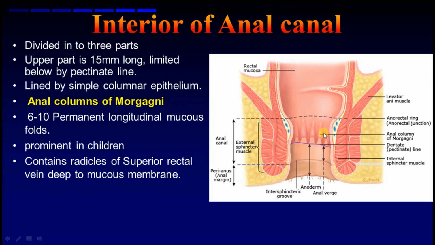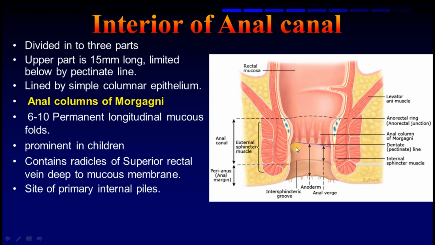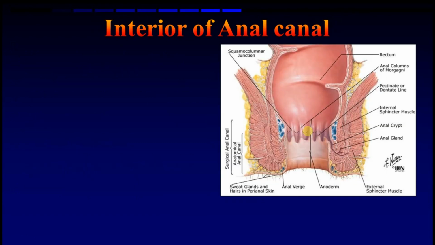So immediately deep to the mucus. These are actually called anal columns of Morgagni, and they are not temporary, they are permanent folds. So they don't disappear. And above the pectinate line. So the lower limit of the upper part is the pectinate line. So above the pectinate line, as I told you, 6 to 10 of these, what happens is when they get dilated, especially at the 3 o'clock, 7 o'clock and 11 o'clock positions, they actually form the primary internal piles.